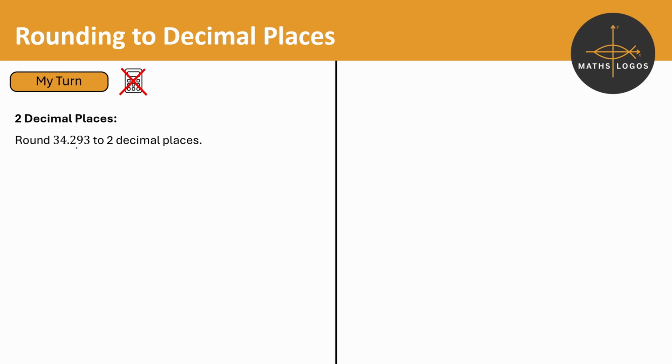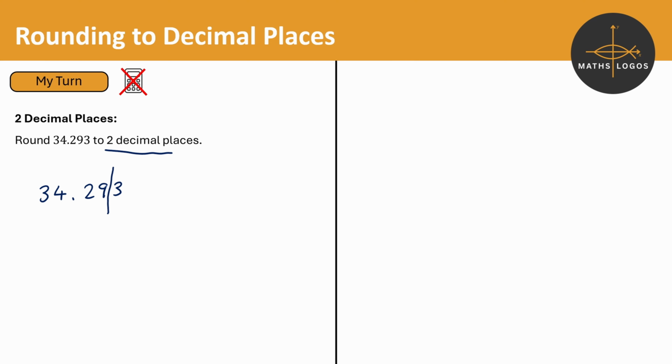So we can also round to two decimal places. So in this example, that's what we're going to do. Round 34.293 to two decimal places. Let's write out our 34.293 with good spaces between them. And to round it to two decimal places, that means I'm going to have two decimal places in my answer. The digit 2 is my first decimal place. The digit 9 is my second decimal place.